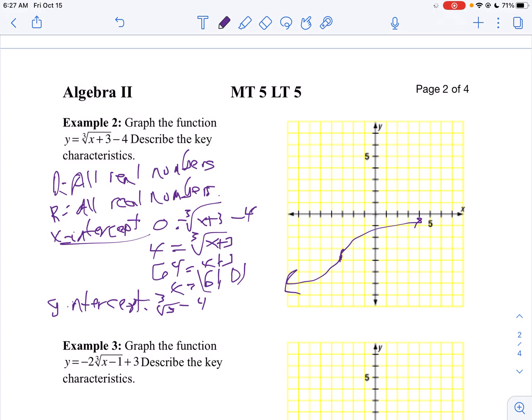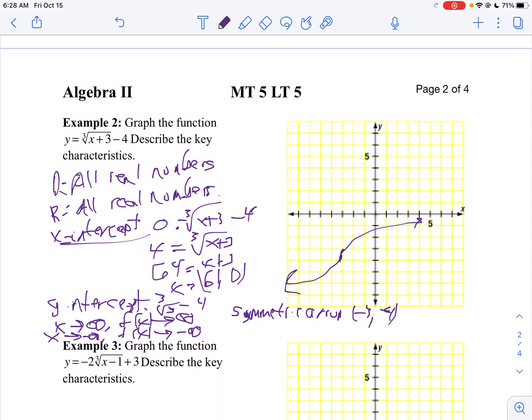let's do our end behavior. As x approaches infinity, f of x approaches infinity. As x approaches negative infinity, f of x approaches negative infinity. And it's symmetric around negative 3, negative 4, and that's your point of inflection. Okay, let's do the next one.